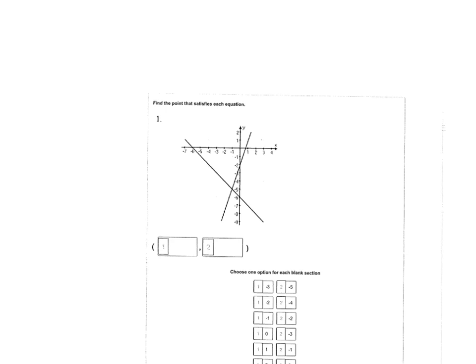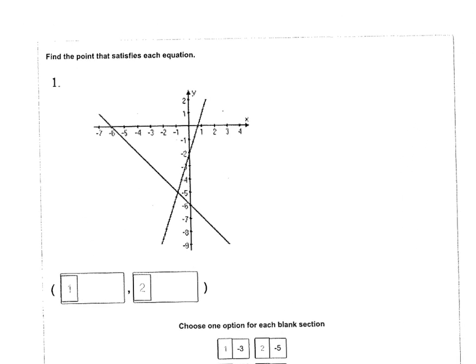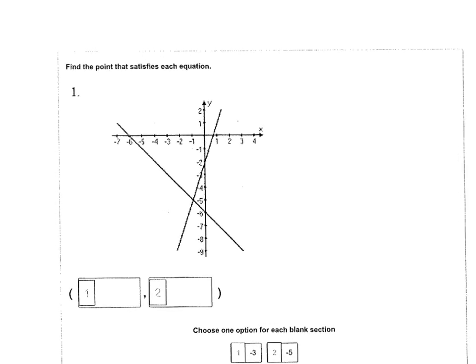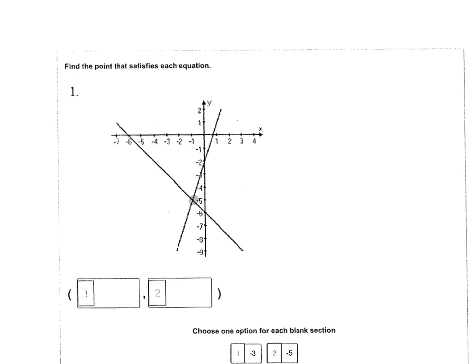Okay, so this intersection worksheet, I printed this off from Schoology. Looking at number 1, we're just looking at the intersection of the two lines. So when it says on these questions, find the point that satisfies each equation, all that means is find the point where the two lines meet. So find the intersection. These two lines cross right here. So we just have to figure out what point that is.